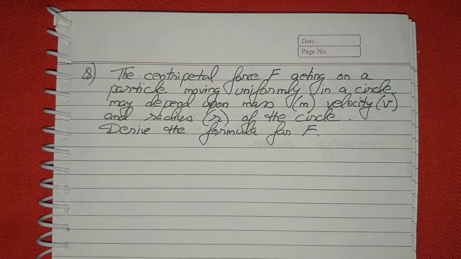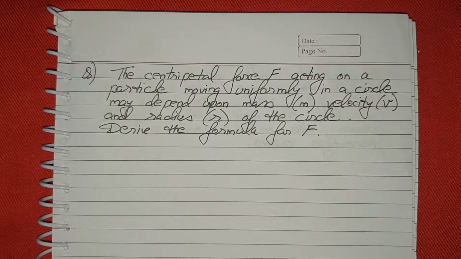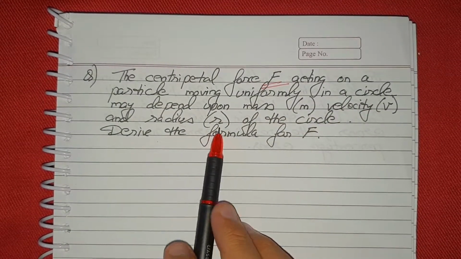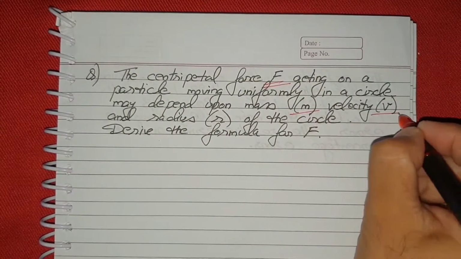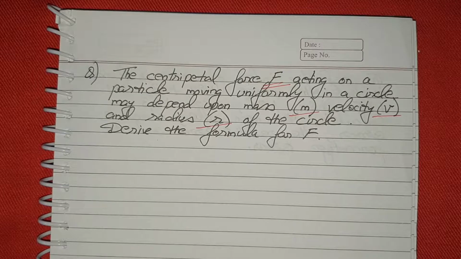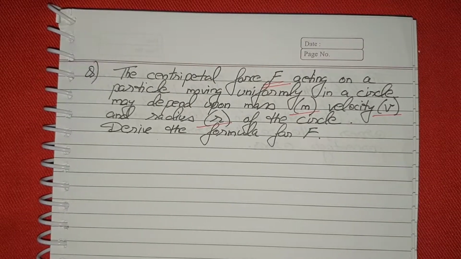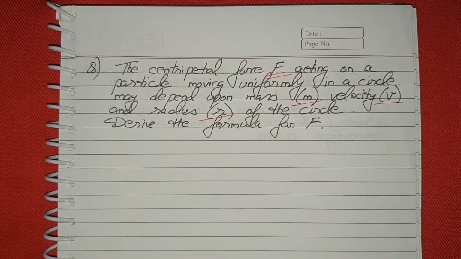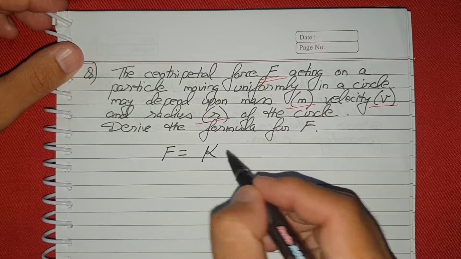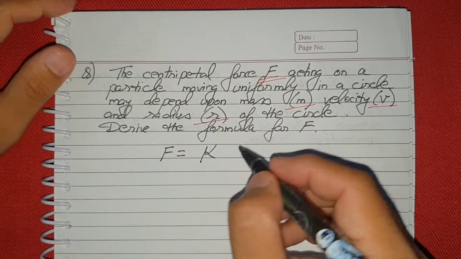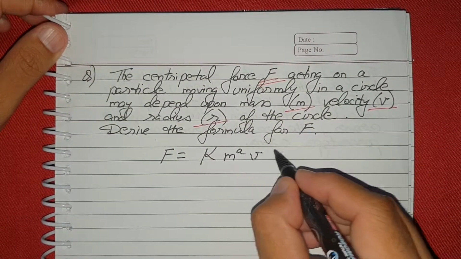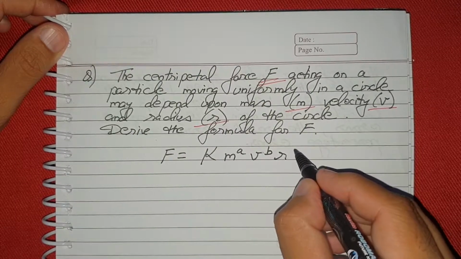The force F acting on a particle moving uniformly in a circle depends upon the mass m, velocity v and the radius r of the circle. Derive the formula for that force. So directly writing what quantities it depends on, F is equal to, writing the k first, k is the dimensionless constant, mass m to the power a, velocity v to the power b and radius r to the power c.